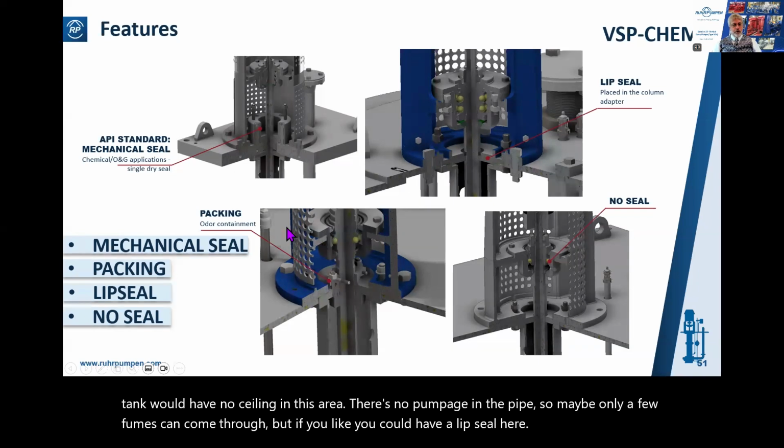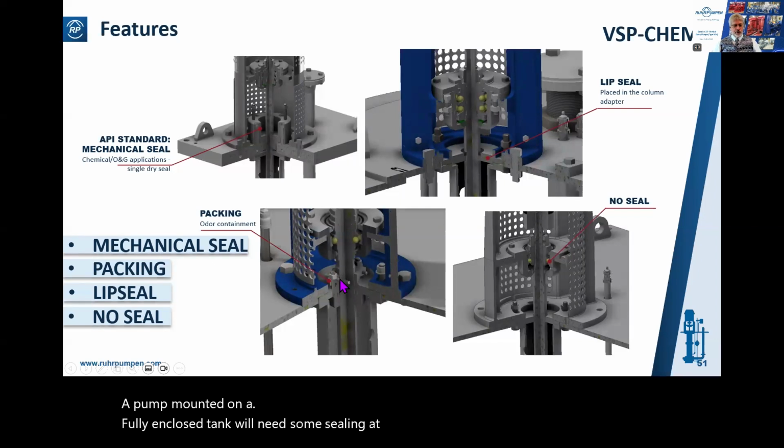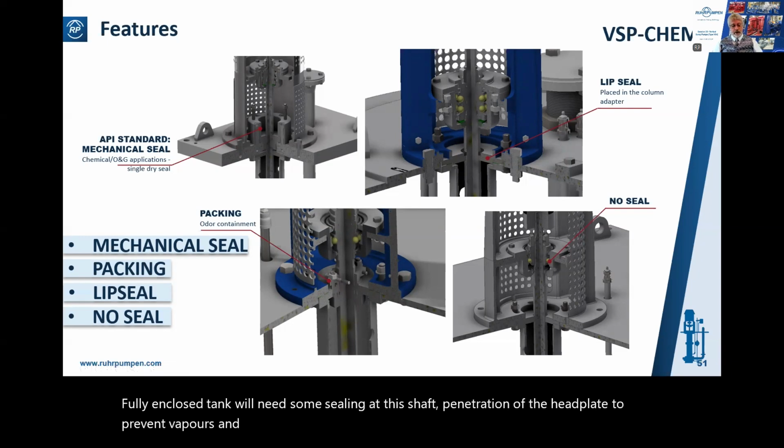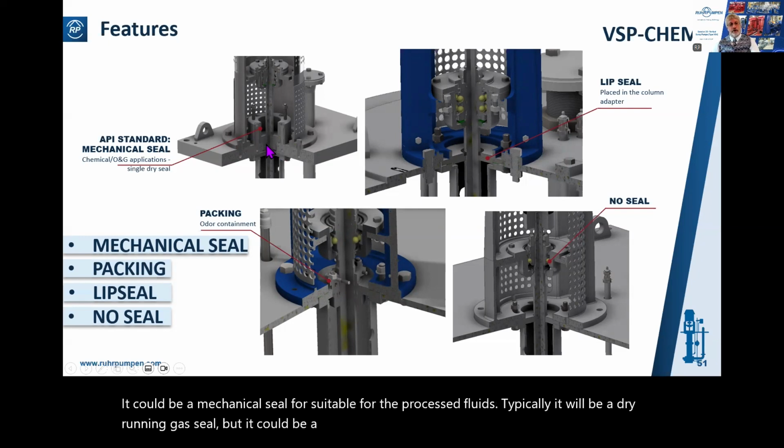A pump mounted on a fully enclosed tank will need some sealing at this shaft penetration of the head plate to prevent vapors and fumes escaping and going into the pump room. It could be packing. It could be a mechanical seal suitable for the process fluids. Typically, it will be a dry running gas seal, but it could be a single wet seal or even a dual seal.